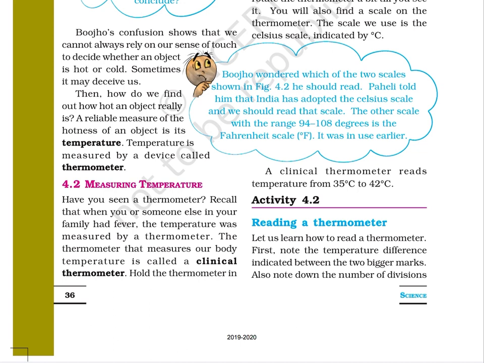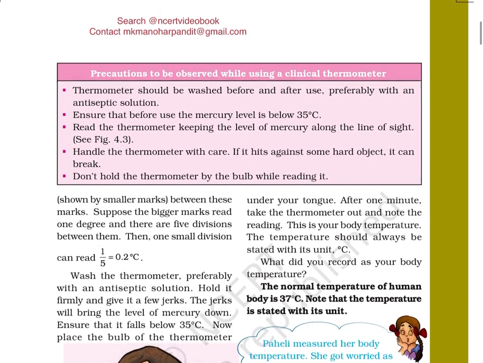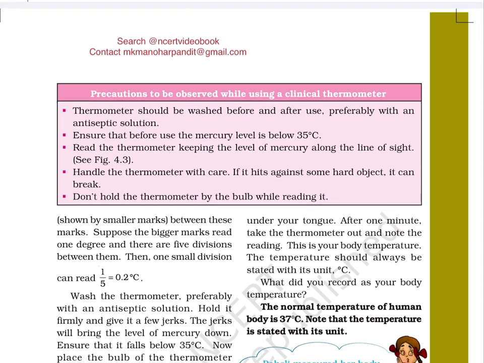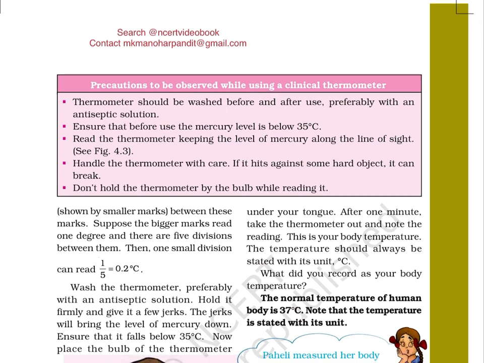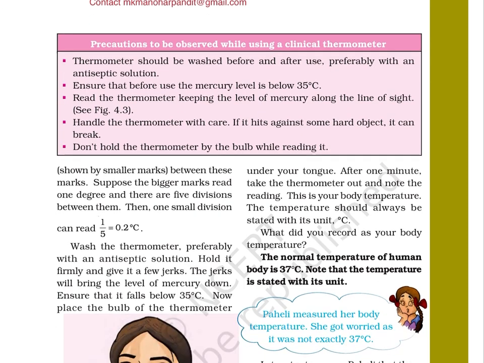Activity 4.2. Reading a thermometer. Let us learn how to read a thermometer. First, note the temperature difference indicated between the two bigger marks. Also, note down the number of divisions between these marks. These divisions are represented by smaller marks. Suppose the bigger marks read 1 degree and there are 5 divisions between them, then one small division can read 1 by 5, which is equal to 0.2 degree Celsius.